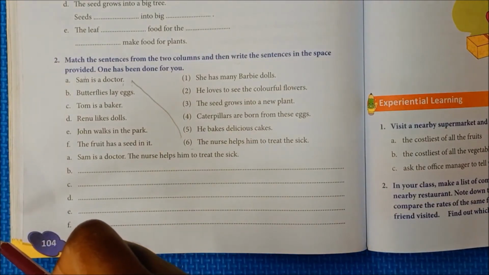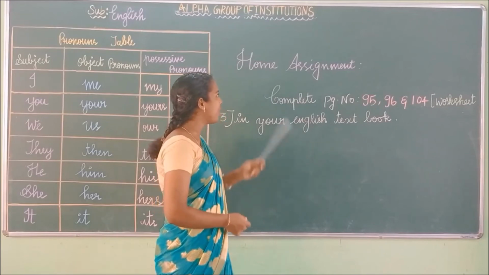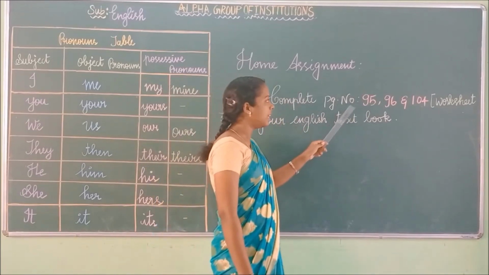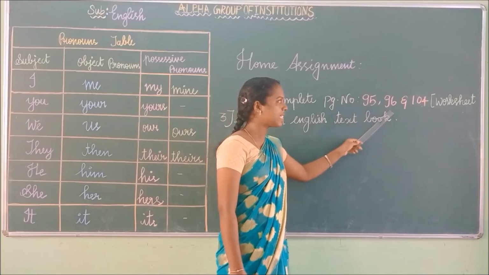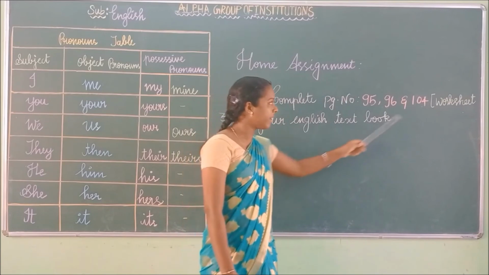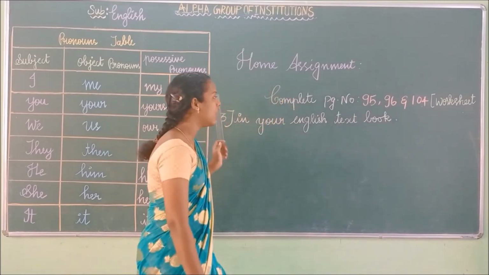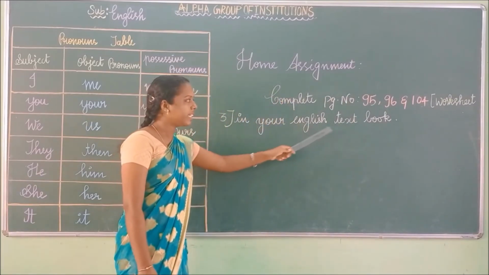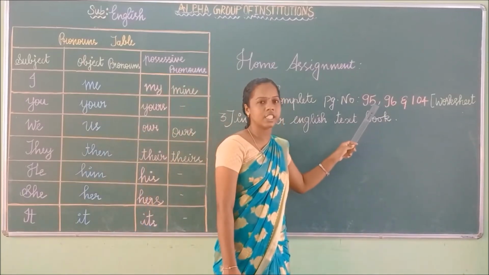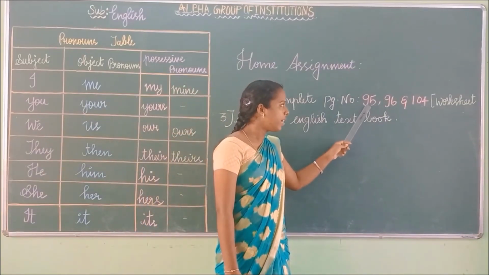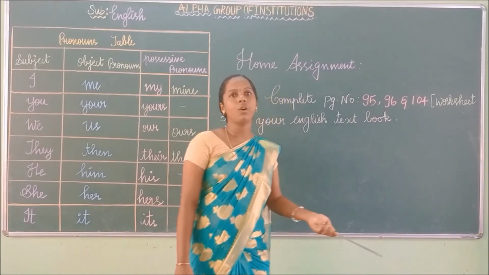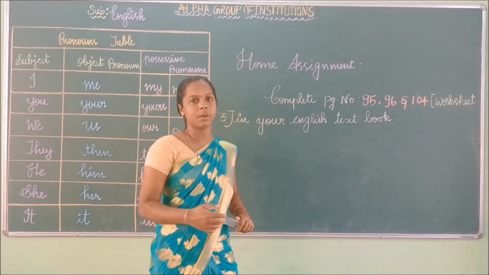Have you understood, children? Now it's time for your home assignment. Complete page number 95, 96 and 104 in your English textbook. Worksheet 3 on page 104 you have to complete fully. Children, listen carefully. You have to complete these 3 pages in your English textbook: 95, 96 and finally 104.